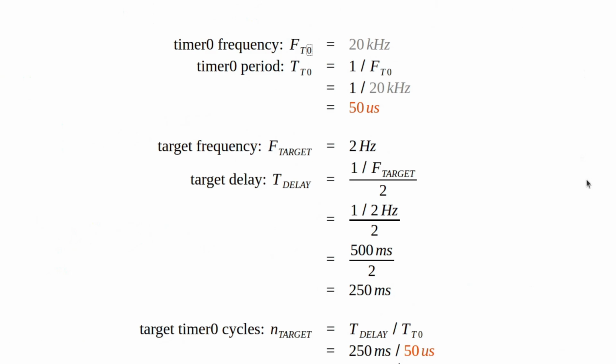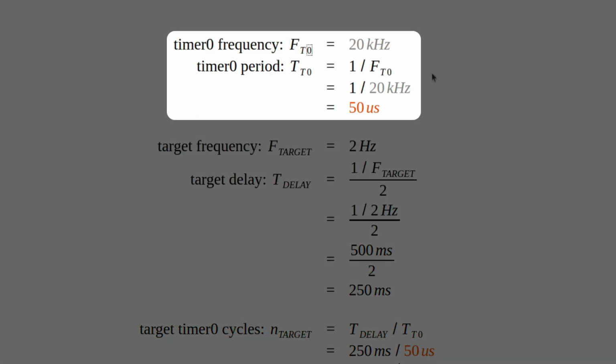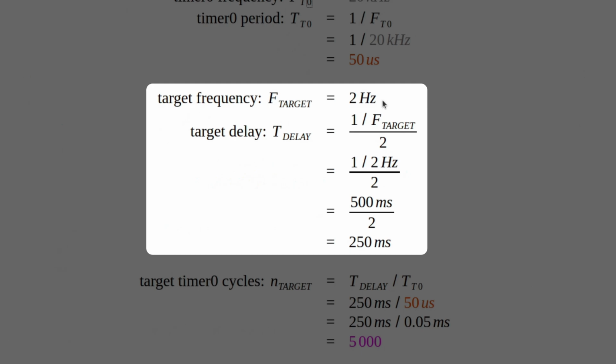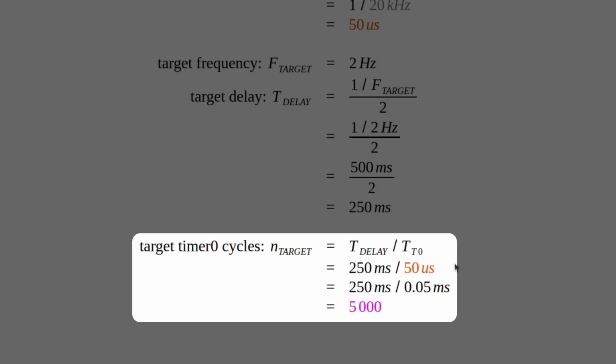Now 39 Hz is a bit fast. You probably don't even see the flashing of the LED on the camera. Let's bring this down to a more human 2 Hz. To calculate the number of cycles we'll need, we'll start with our 20 kHz input frequency, which we know is a 50 microsecond input period. A target frequency of 2 Hz requires a target delay of 250 milliseconds. If we divide that target delay by the time it takes our counter to make 1 count, we end up with 5,000 cycles.